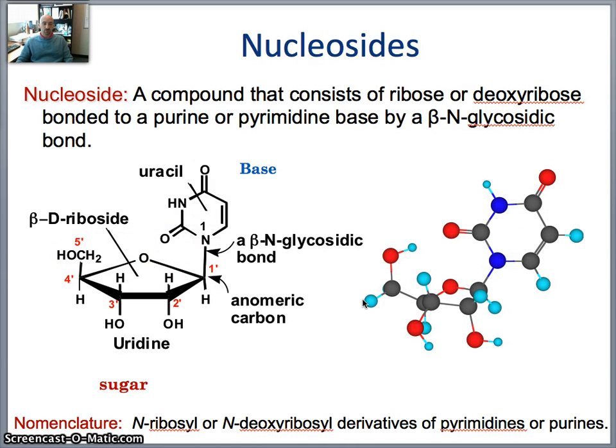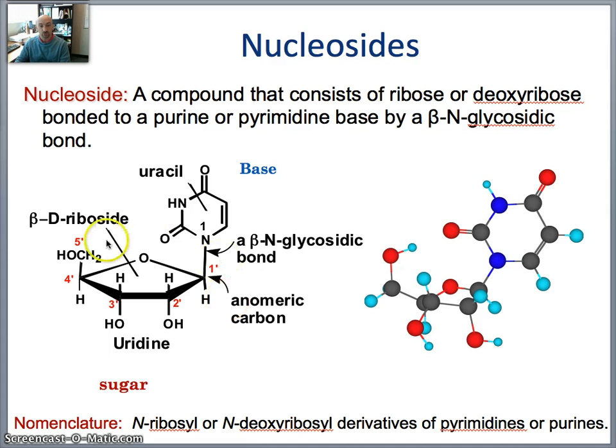So, one of the things we need to talk about is terminology. First we can talk about nucleosides. A nucleoside is a compound that consists of ribose or deoxyribose, which is bonded to the purine or pyrimidine base by a beta-N glycosidic bond. In our figure here, we have uracil, which is connected through a beta-N glycosidic bond to our ribose ring. In the ribose ring, carbon 1 is our anomeric carbon. We number the sugars as primes.